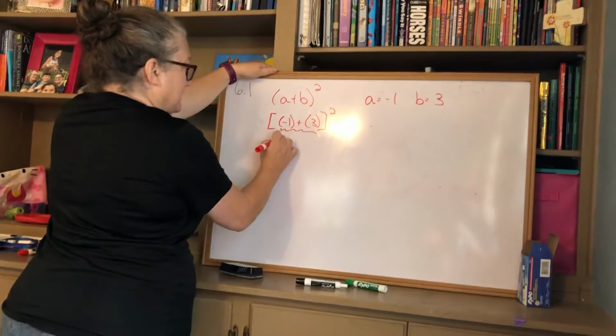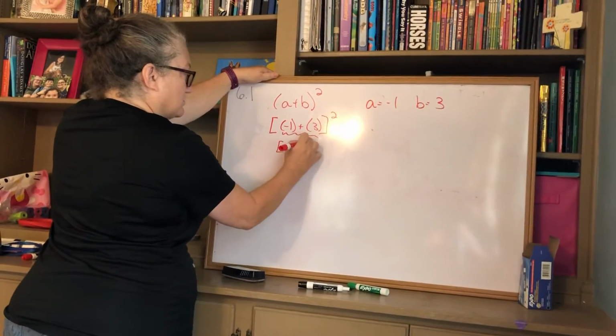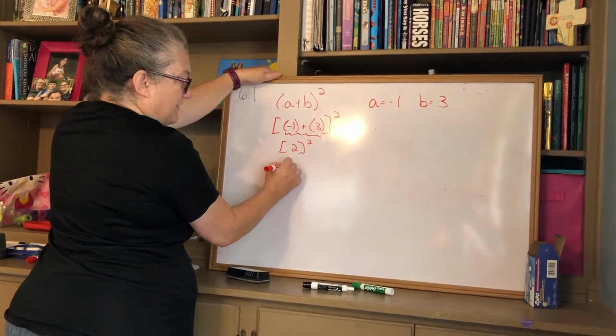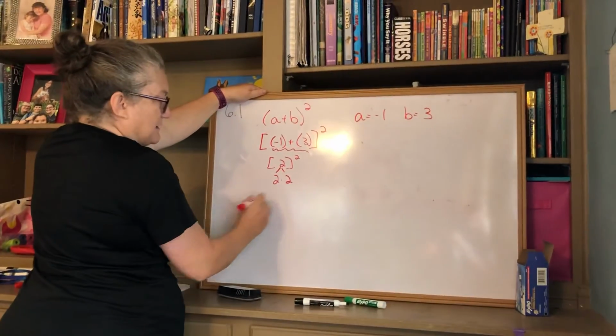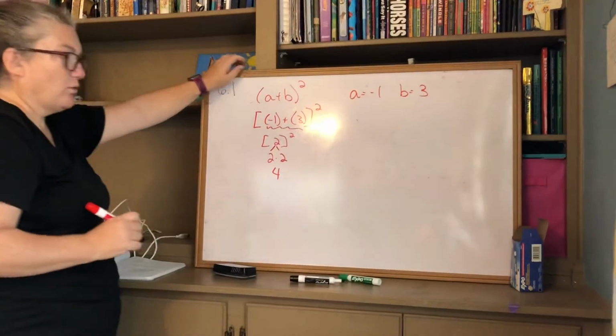So this would be 2 squared. This 2 tells me I have 2 2's. This is that 2 written down twice. So this would just be simplified to 4.